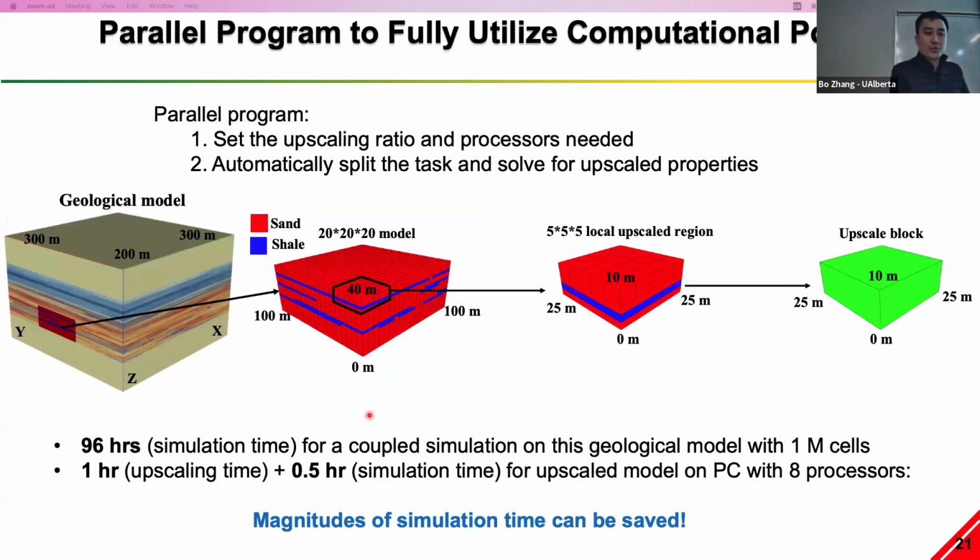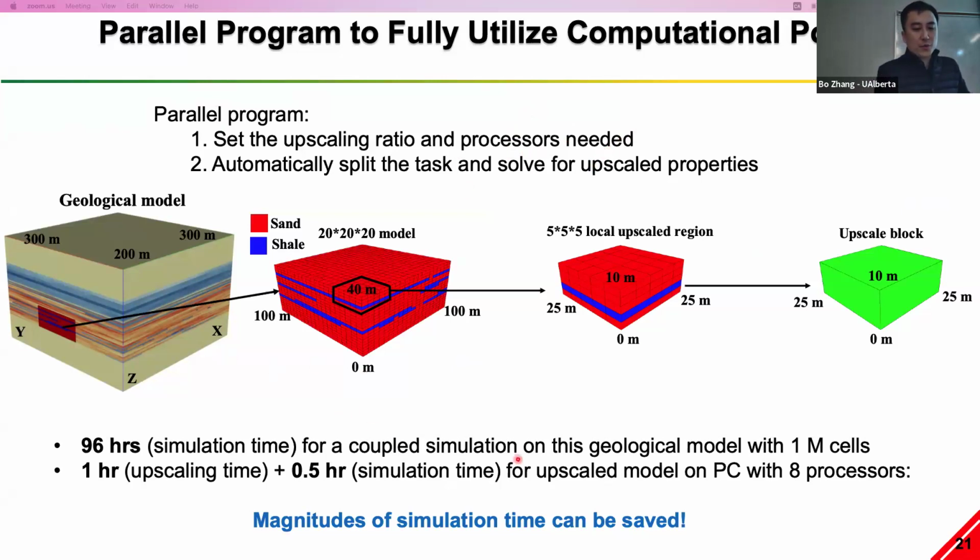And Nathan has contributed a lot to develop the parallel program to fully utilize the computational power. So what we are doing here is we set the upscaling ratio and the processors that are needed. So we can automatically split the task into different cores in the CPU, so we can solve for upscaled properties. That is becoming more and more helpful. Now we get access to clusters that have more than 100 or even 200 cores. So we can split the task, let them solve separately, then we integrate those data together to assemble those upscaled models.